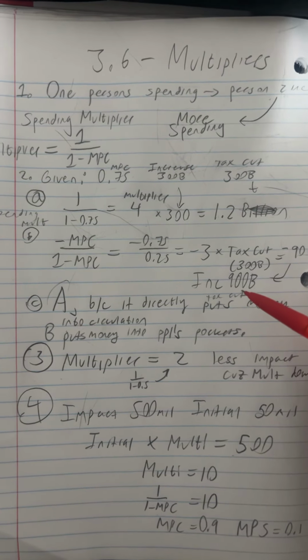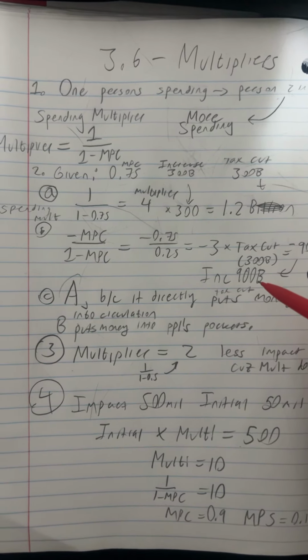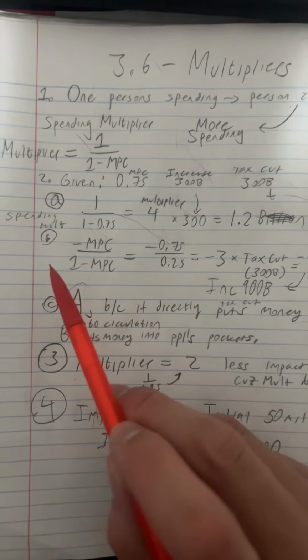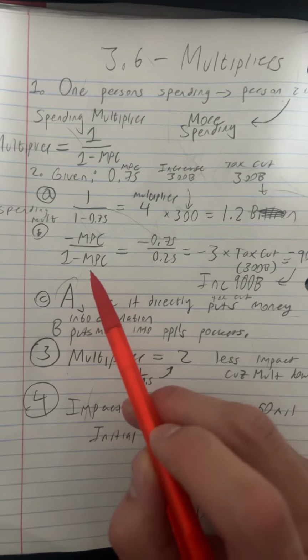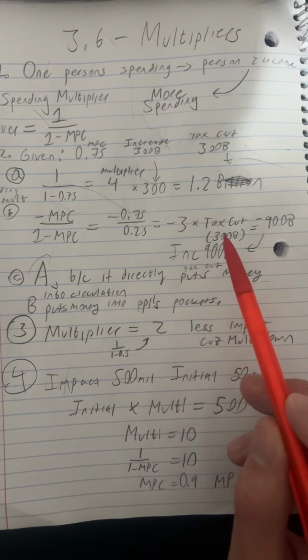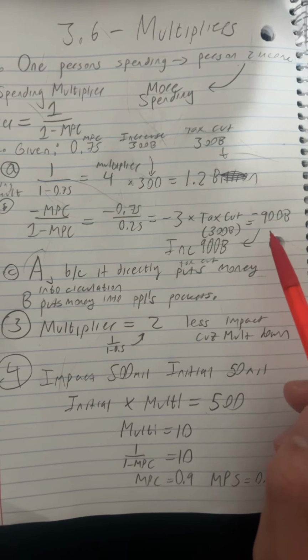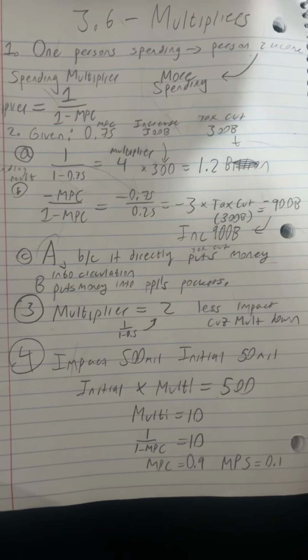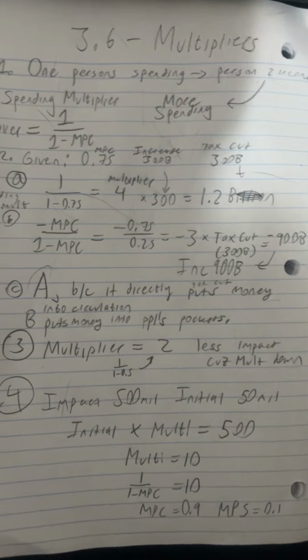For B, what was the max change in GDP from a 300 billion tax cut? This is the tax cut equation where it's negative MPC over 1 minus MPC. So when you plug in the numbers, you should get negative 3. So if you multiply that by the tax cut, you should get negative 900 billion, which is actually an increase of 900 billion because it's a tax cut. So you're moving, so it's negative.